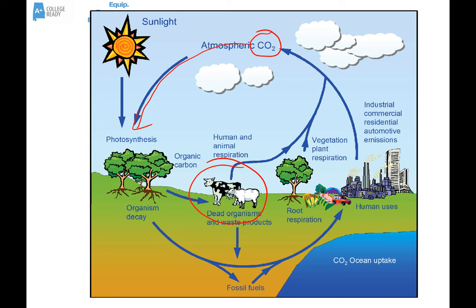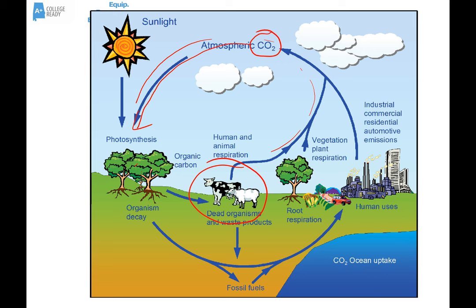Those organisms, somewhere along the food chain, do aerobic cell respiration on those sugars, and one of the waste products of aerobic respiration is CO2, which is released back into the environment. So photosynthesis is taking in the CO2, incorporating it into organic molecules. Cell respiration is breaking down the organic molecules, releasing the CO2 back into the environment. And that can happen at any level of the food chain, even the decomposers.